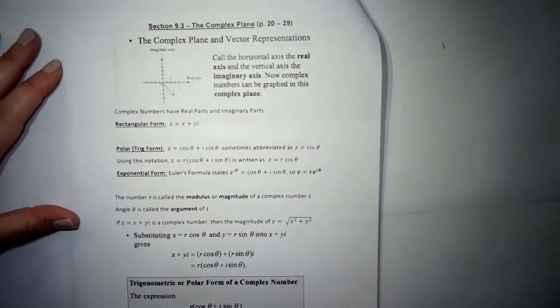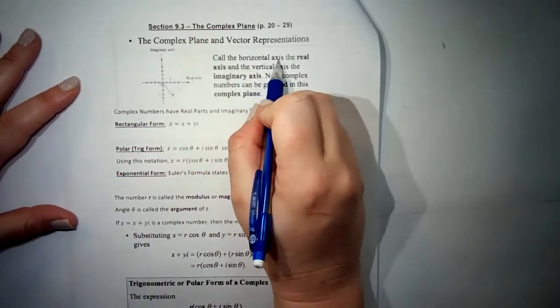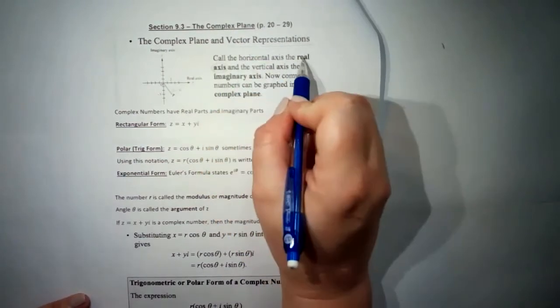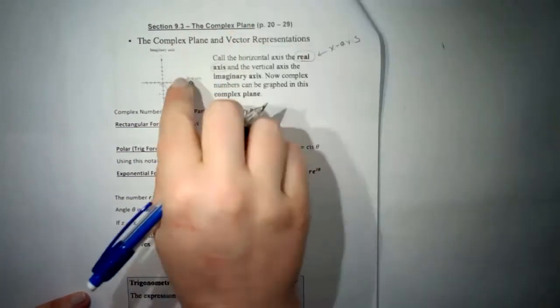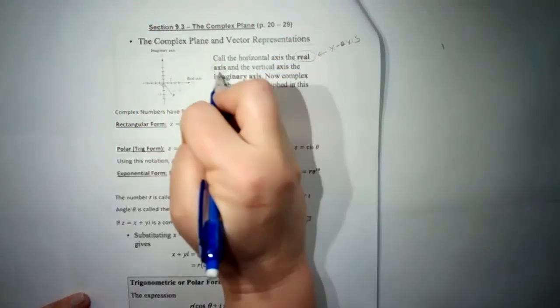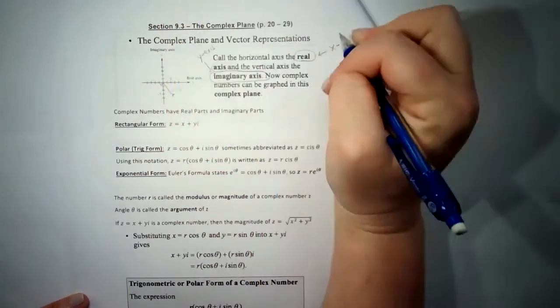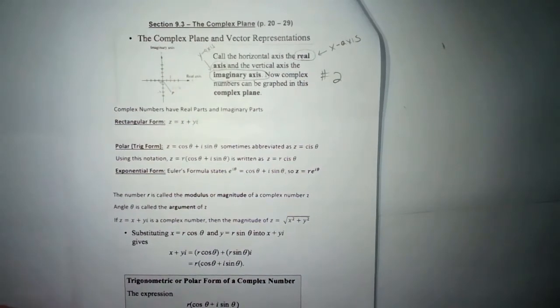So here's what your complex plane looks like. Your horizontal axis, which would normally be the x-axis, is going to be called the real axis. The vertical axis, that's your y-axis, is now called the imaginary axis. This is my math lab number 2 for this section. Now you can graph complex numbers right here in this little section.